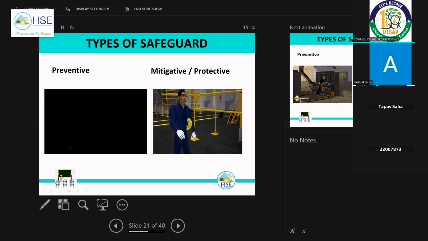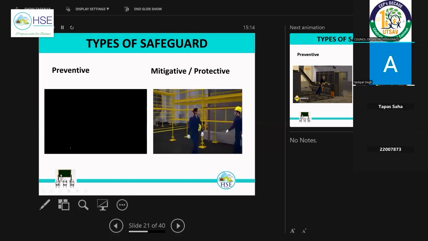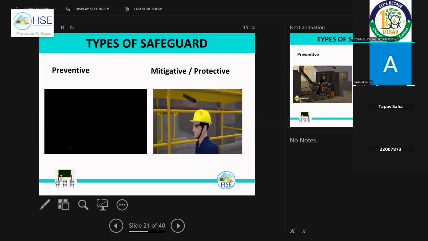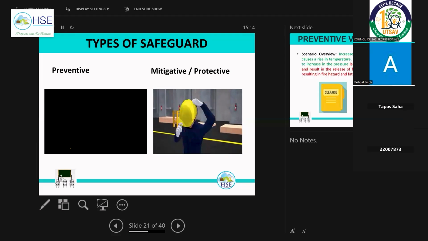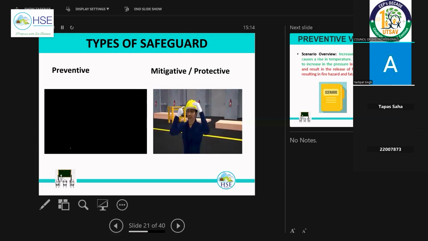In case of mitigative, the best example is PPE. Let us see that example also. Here a person wears the helmet. If anything falls from height, he is protected because of that. Here, we cannot prevent the falling, but we can mitigate the effect of the falling object, so that it will not injure the head of the person moving below that particular area. So here falling cannot be prevented, but the effect of falling is prevented through the PPE.